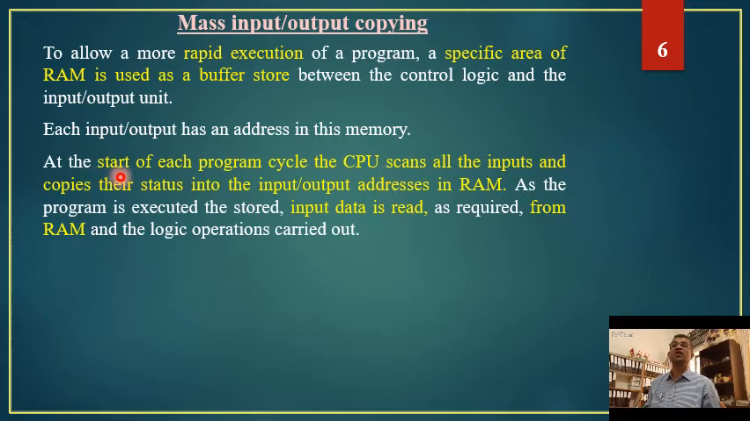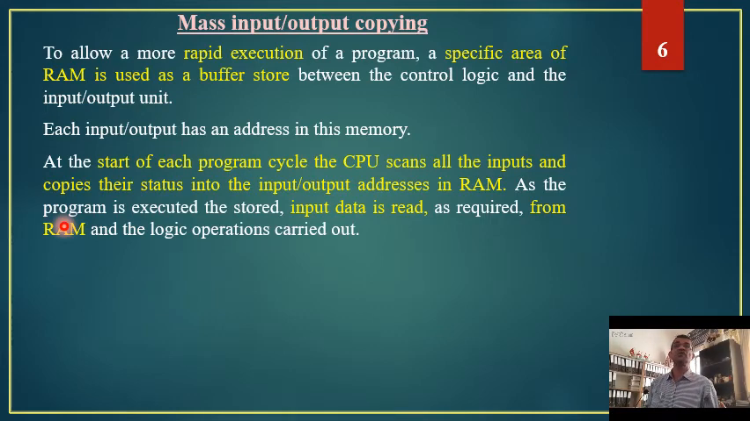At the start of each program cycle, the CPU scans all the inputs and copies their status into the input-output address in the RAM. In one instance, all the inputs are being accessed, or scanned, by the CPU. As the program is executed, the stored input data is read and required from the RAM, right? As and when these inputs are required as defined in the program, then one by one this data is being taken in, they are processed, and output is produced, right?